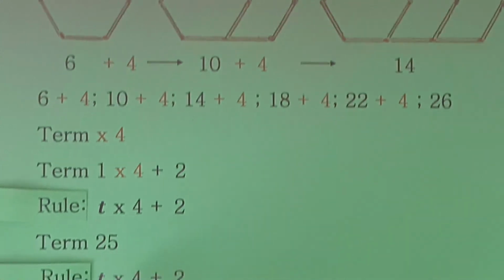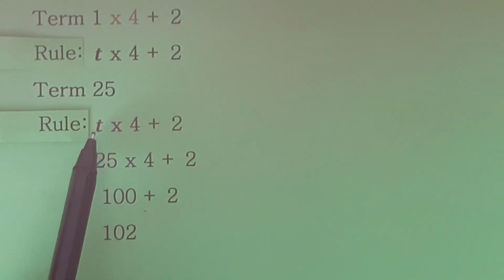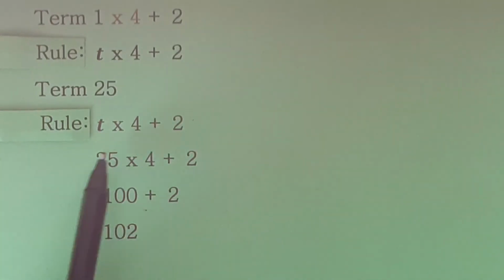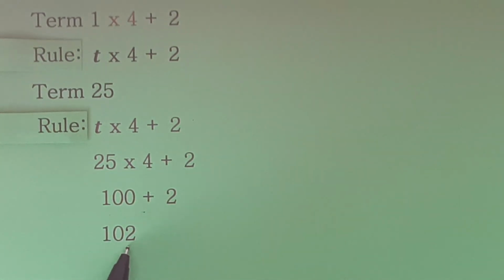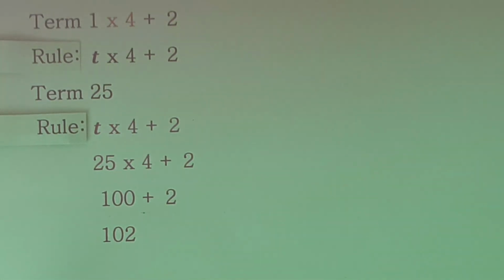To determine the 25th term, for example, you first write down your rule. Term times by 4 plus 2. So it's 25 times by 4 is 100 plus 2 gives you 102. Remember to write down your rule before you replace the variable with a certain term number.